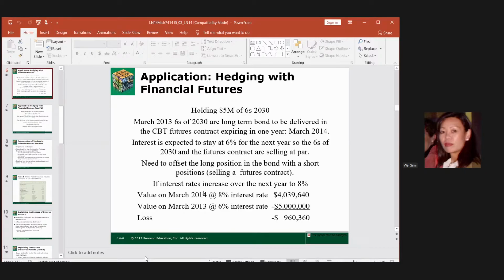Now see what happens in the market, all right, the market moving. If the interest rate increases over the next year from 6% to 8%, at least we know the bond price will be going up or going down. Going down.